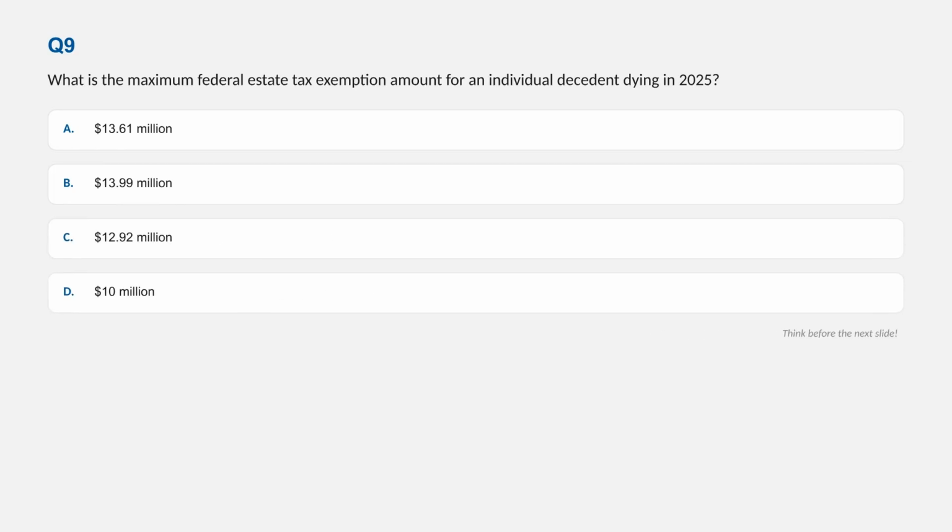What is the maximum federal estate tax exemption amount for an individual decedent dying in 2025? A. $13.61 million. B. $13.99 million. C. $12.92 million. D. $10 million.